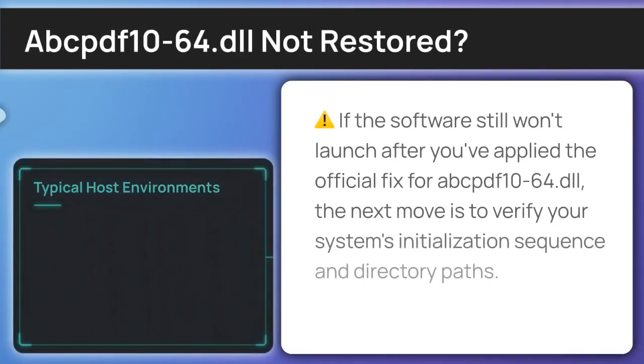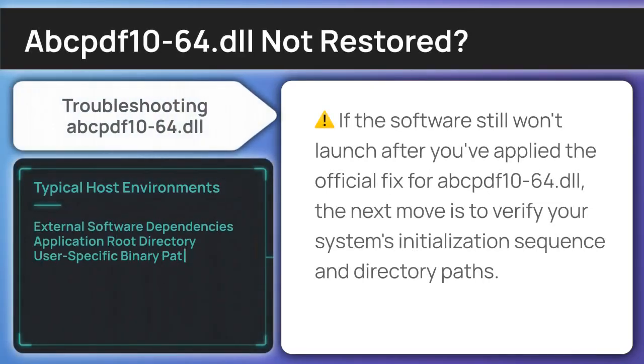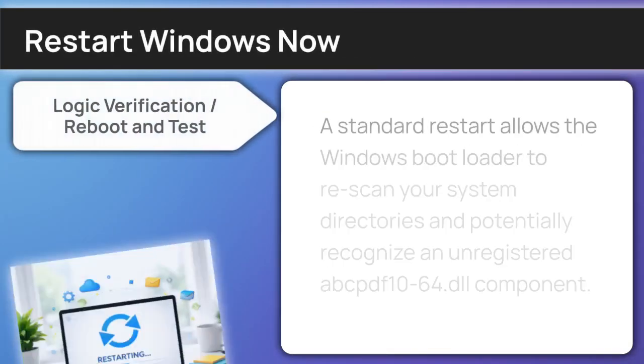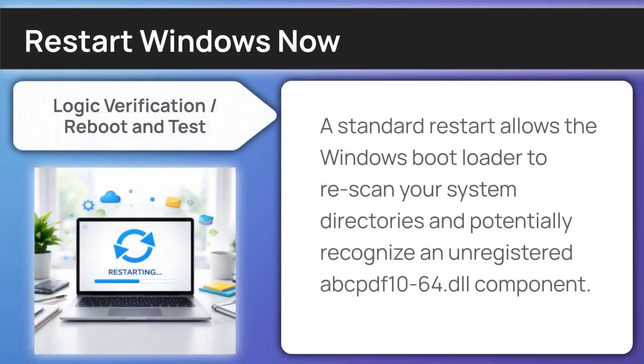If no luck was had with the redistributable package, we will escalate the fix by performing a targeted reset of the system state. A standard reboot clears out temporary memory conflicts and gives the Windows loader another chance to properly register the ABCpdf10-64 library component during startup.